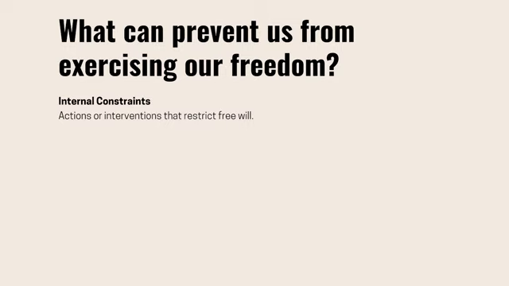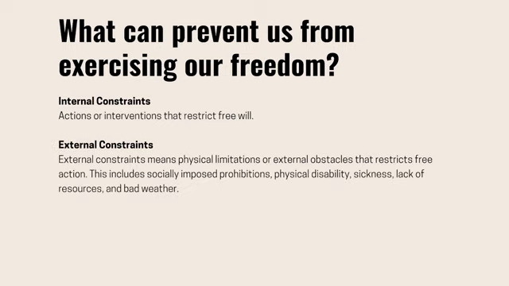So, internal constraints refer to the actions or interventions that restrict free will. Remember the definition of free will and compare it to free action. Next are the external constraints. External constraints mean physical limitations. Constraints on free action include external obstacles such as prohibitions, laws, and other social controls imposed by society.